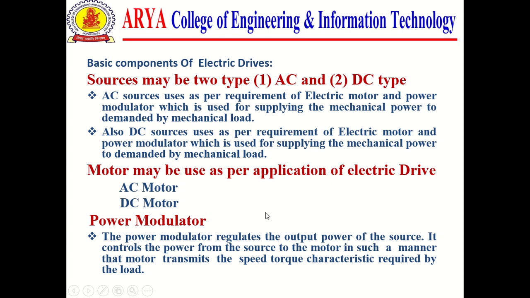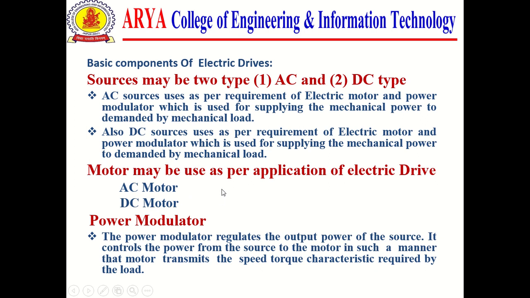Also DC motors may be classified as DC series motor, DC shunt motor, self-excited DC motor, and separately excited DC motor. So there is a lot of classification of the DC motor as per the application of the load. We use the electric motors accordingly.